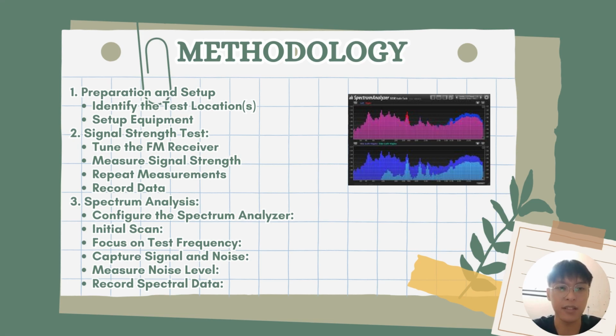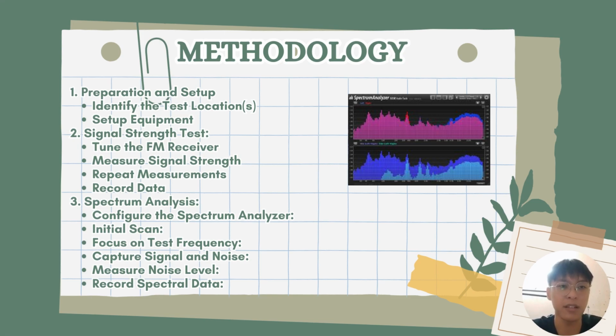And then for the signal strength test, we need to tune the FM receiver to the frequency of the FM station being tested, and we need to measure the signal strength using the receiver. And the most important part is to repeat the measurement to reduce the error in the measurements, and we need to record the data.